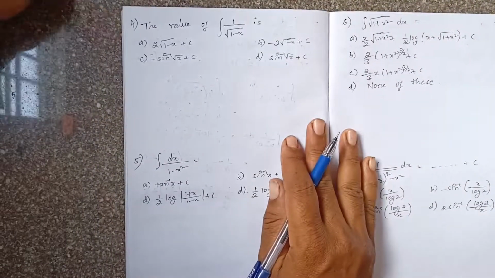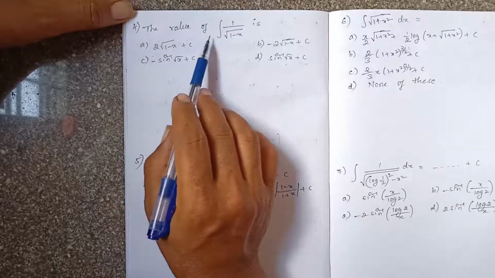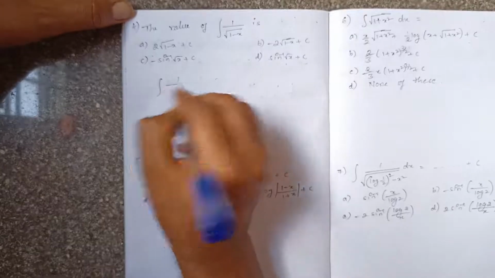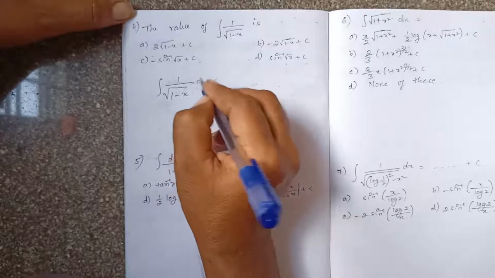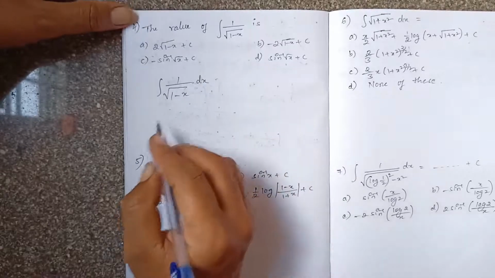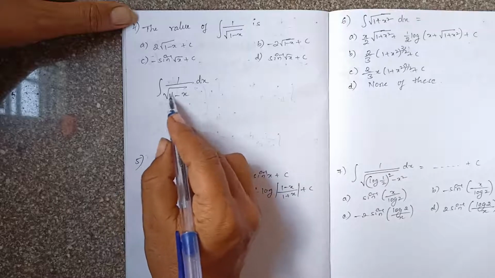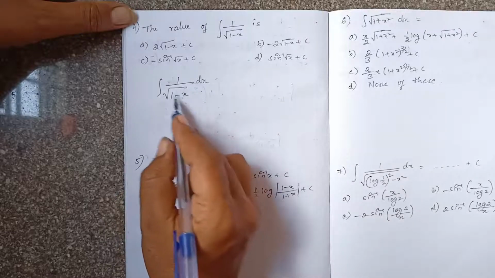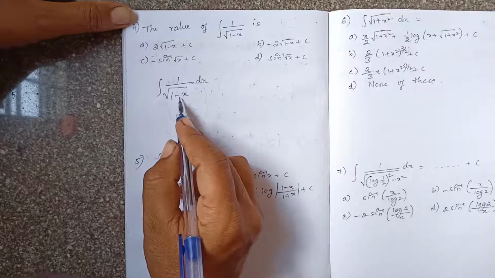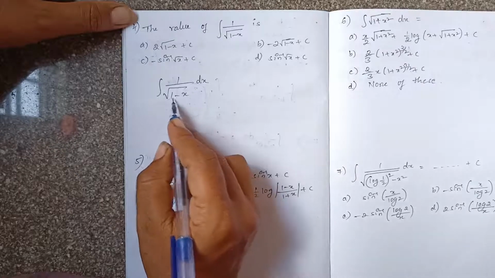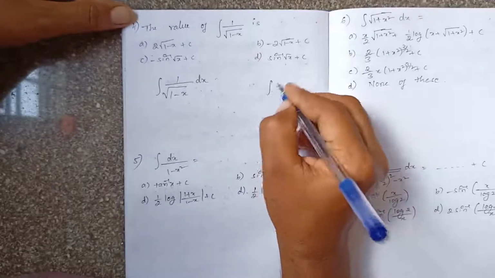Now answering the fourth question. The value of the integration of 1 divided by square root of 1 minus x with respect to x. Very simple, directly we can answer. One thing you observe: inside the root, there is a function 1 minus x. It is a linear function. The highest power of x is 1. Directly we can integrate. How will you integrate?